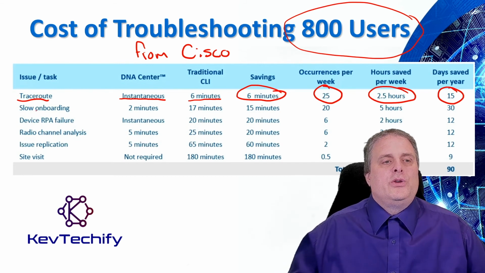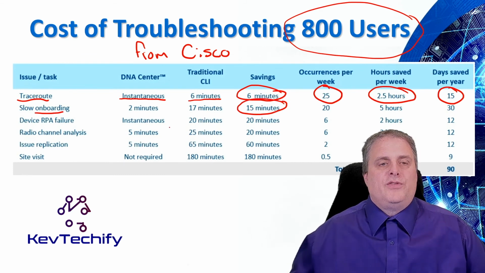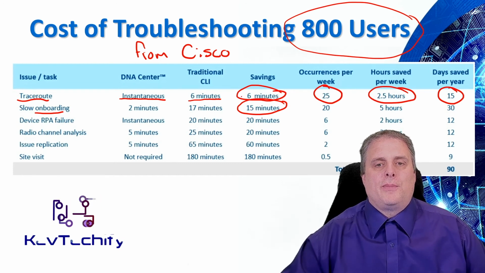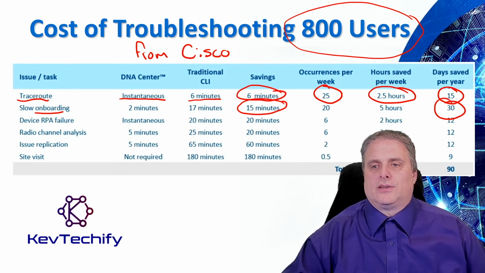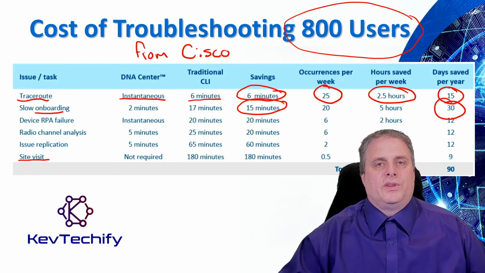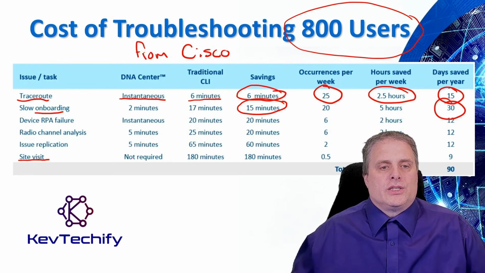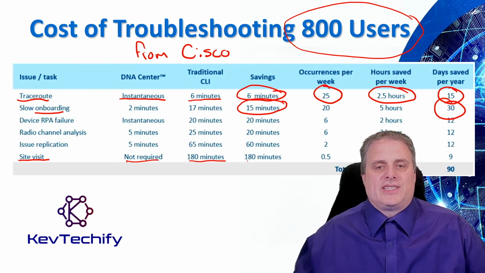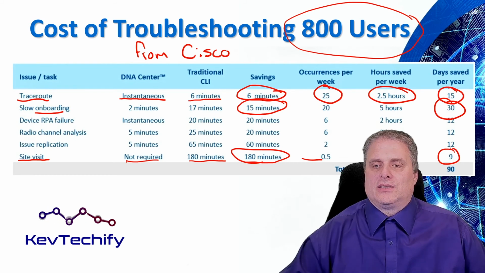Talk about onboarding users and devices. There's a 15-minute savings that they estimate of using DNA Center versus that traditional command line. And over a year, it adds up to 30 days. And then to the end, let's go right to the site visit. With DNA Center, they claim you're not going to have to go physically to that other location. So it's not required. They estimate that it normally takes you 3 hours to do that. So it's a savings of 180 minutes. Have to do that twice a week. Comes out to about 1.5 hours per week. A total of 9 days.